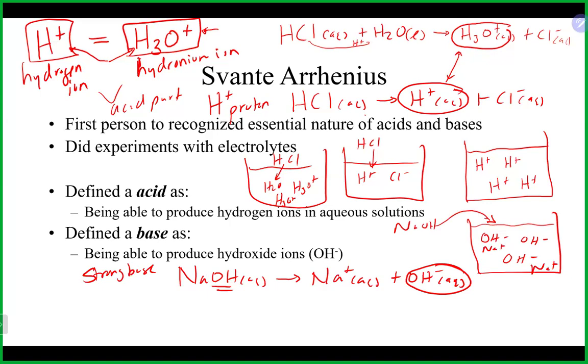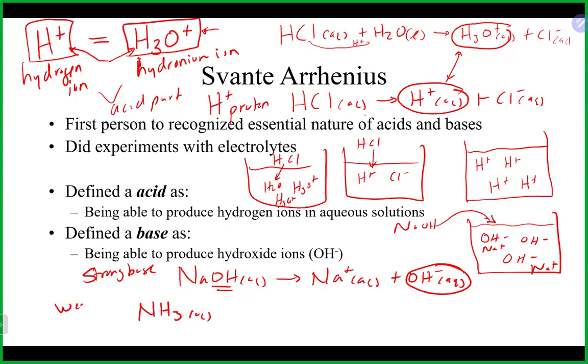Now, not all bases actually have hydroxide in their formula. Some bases are able to actually produce hydroxide, and a very common one is NH3, which is ammonia.